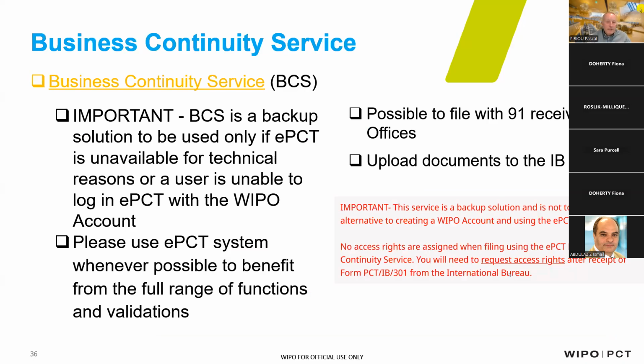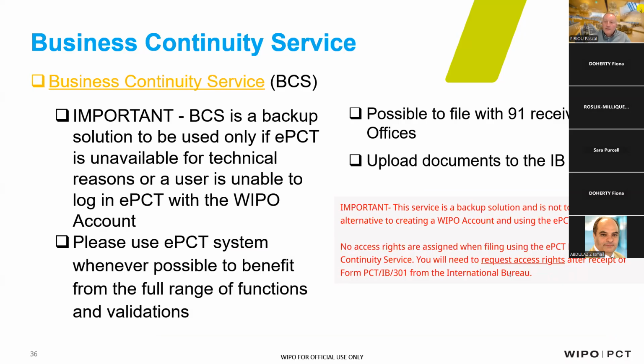Then we also have the business continuity service. Just in case ePCT is down, then you can use a backup copy, which is the BCS. You should only use BCS in case ePCT is not available, and in case you cannot access your WIPO account and you have a deadline to file your PCT applications.